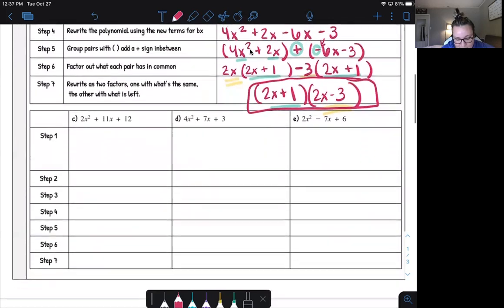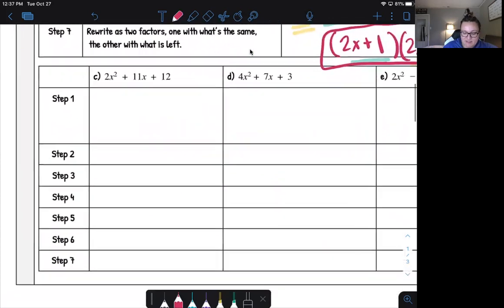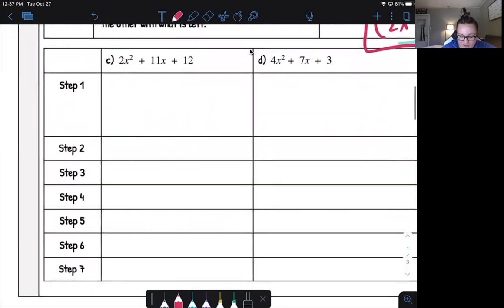All right, let's do number 2 together, and then I'm going to have you do D and E on your own. So 2x squared plus 11x plus 12. Remember, step 1 is to multiply a times c. So in this case, it's 2 times 12. Make a factor tree for that. So make a factor tree for 24. 1 and 24, 2 and 12, 3 and 8, 4 and 6. So you find all the numbers that go into 24 to make your factor tree.